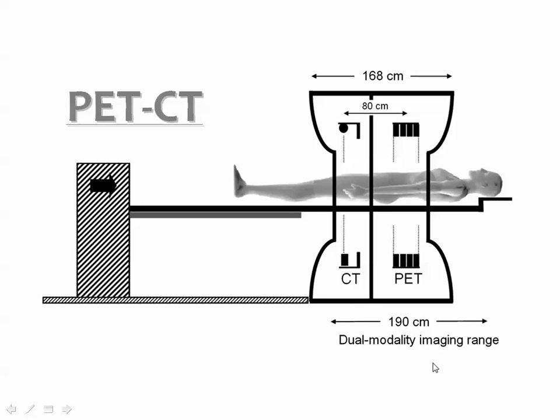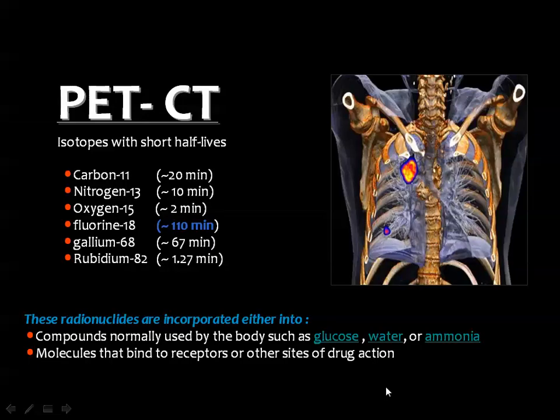Then you know that PET-CT is a combination of PET and CT machines, and we use a certain isotope that is combined to a compound which is metabolically utilized in the body, and we select the appropriate isotope which has a reasonable half-life to facilitate the transportation of the material from the origin site to the site where it can be used.